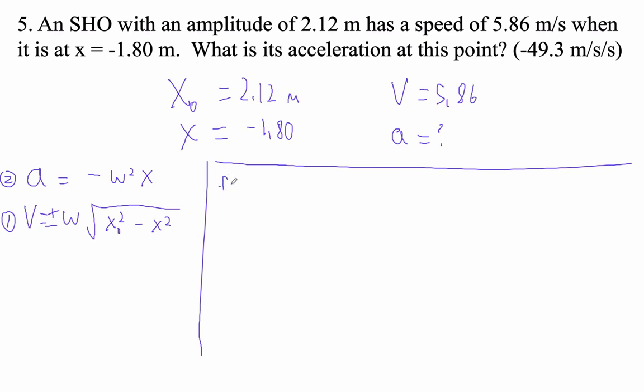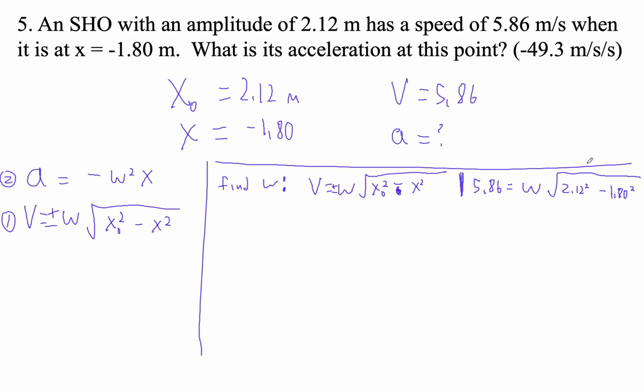So the first step is to find omega. V is omega times plus or minus the square root of x naught squared minus x squared. So that looks like 5.86 equals omega, ignoring the plus or minus, times the square root of 2.12 squared minus 1.80 squared.